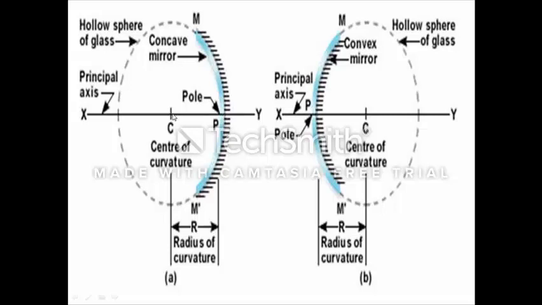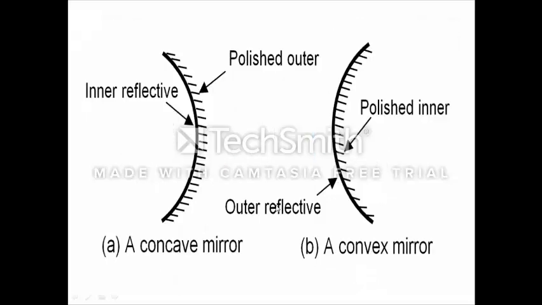And the center C is the point which is the center of the hollow sphere of which the mirror is a part, and that is known as the center of curvature. A line passing through the center of curvature and the pole is this xy. Here also we see that xy is the principal axis, and the distance from the center of curvature to the pole is known as our radius of curvature.